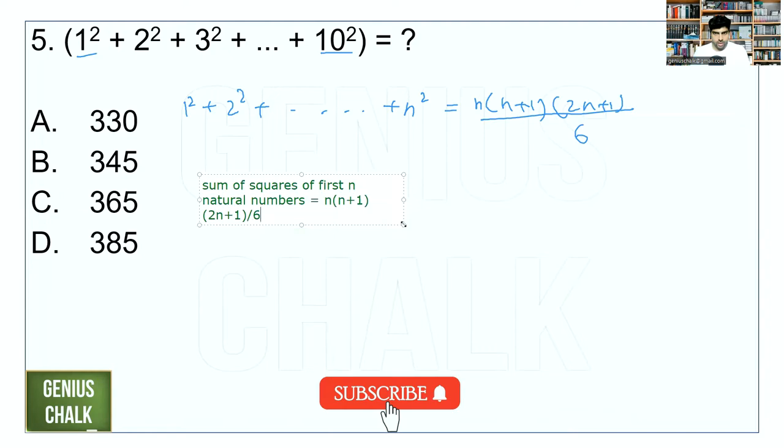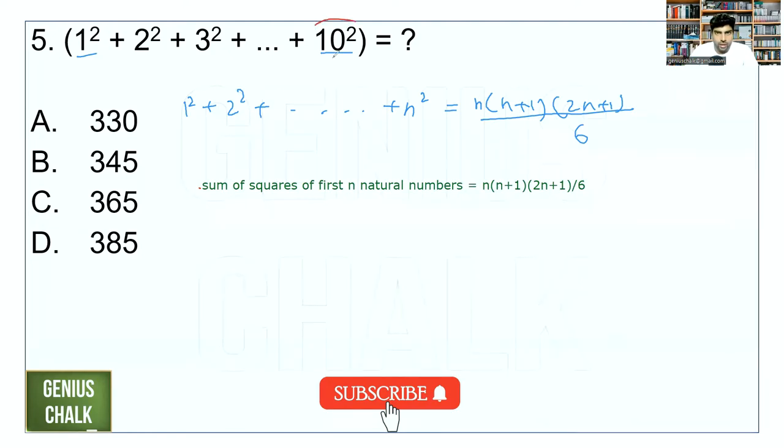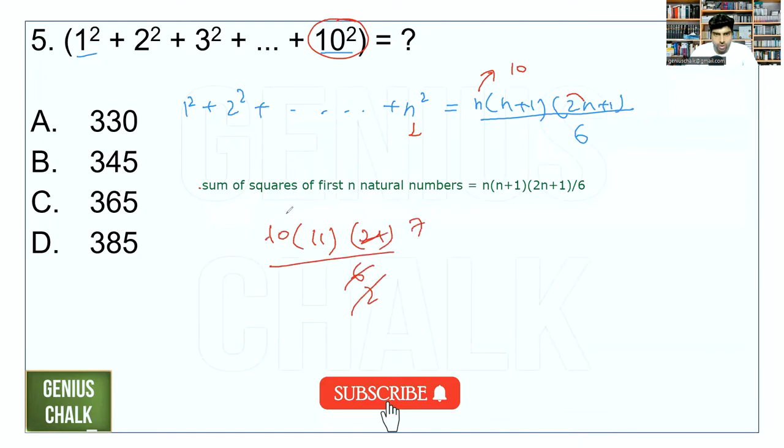This is the same formula I've used. So this is the formula we'll be using. And what is the value of n here? You can see very clearly that it is 10, going up to 10. So just put n as 10 in this formula. So this is 10 into 10 plus 1, 11, and 10 twice is 20, 20 plus 1, 21. 3 twos are 6, 3 sevens are 21, 2 fives are 10. That has to be 35 into 11.